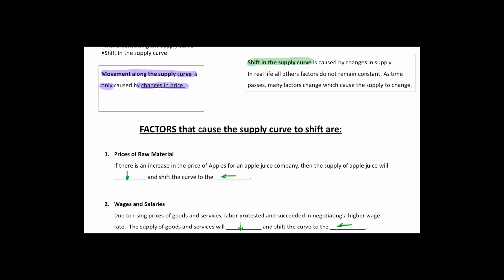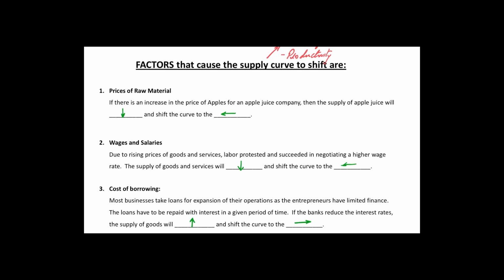Now, factors that cause the supply curve to shift, mainly there are two reasons. One is cost of production changes, and the other reason is that productivity changes. Now, cost of production has various reasons built in. For example, if the price of raw material increases, like the price of apples increases, then the supply of apple juice is going to fall and shift to the left.